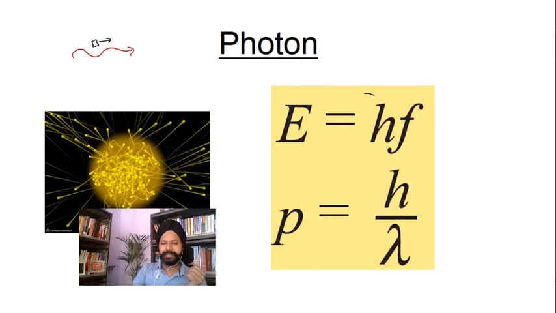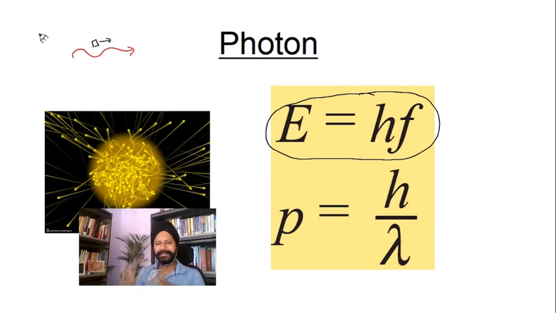Each photon has this much energy, E equals hf, where h is Planck's constant. It's a tiny little number, 6.626 times 10 to the power minus 34 joule seconds, multiplied by the frequency of the light that you're talking about. So this is the amount of energy in one photon.